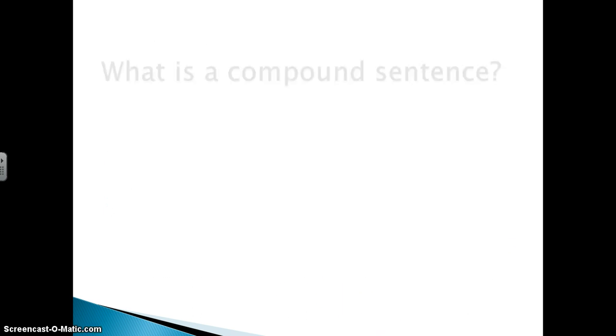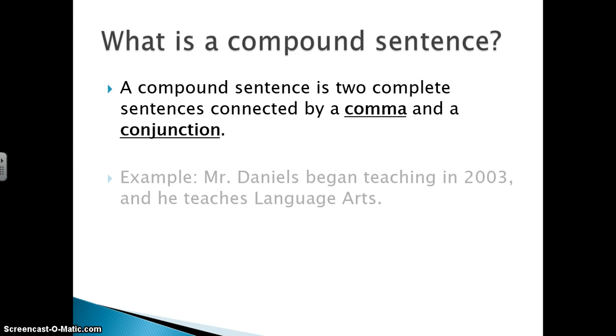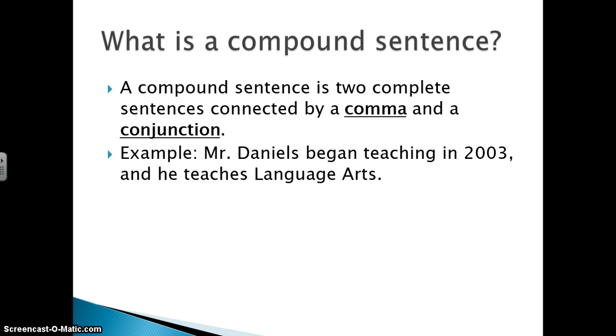All right, moving on here. So what is a compound sentence? It is basically 2 complete sentences connected by a comma and a conjunction. That's a big word there. I'll give you a chance to write that word down there. Conjunction and comma, they go right in the middle. Okay? So here's my example. Mr. Daniels began teaching in 2003, comma, and he teaches language arts.